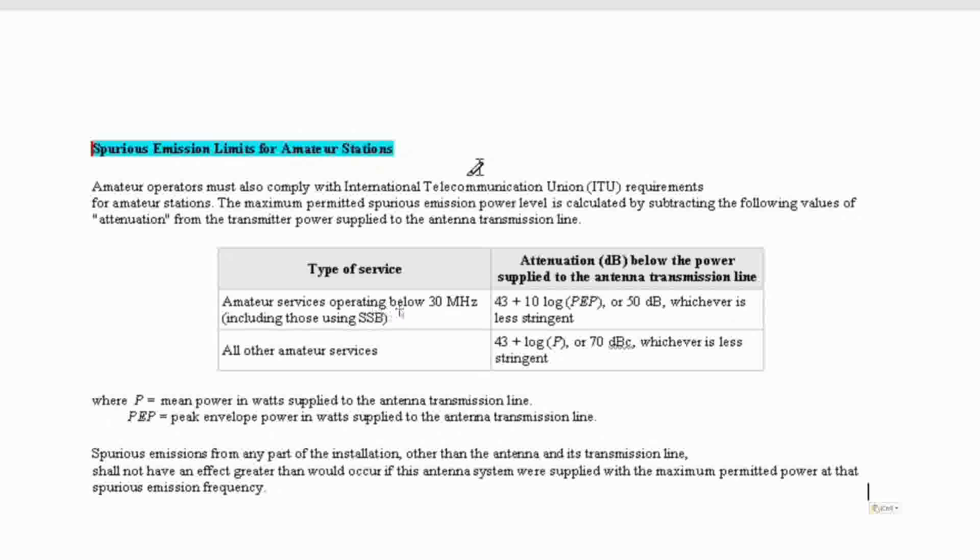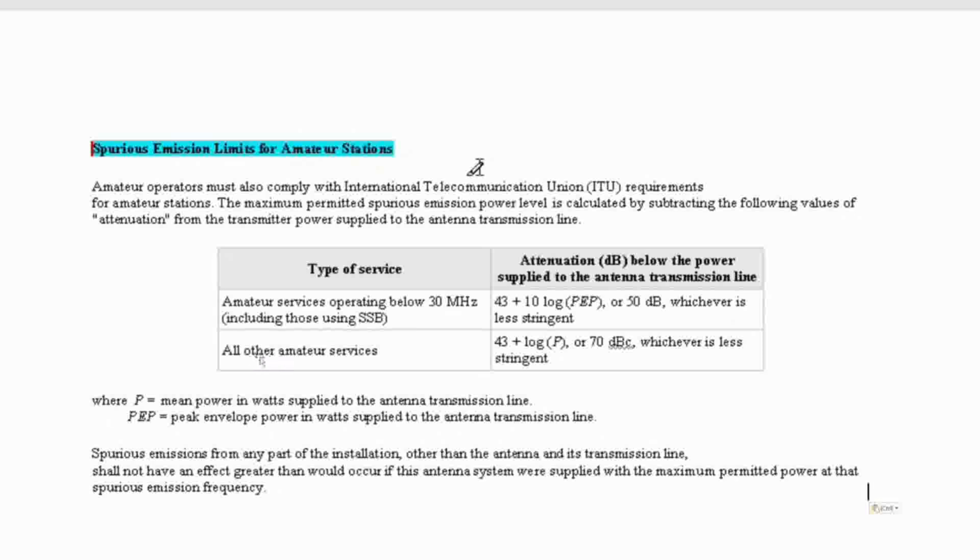Amateur services operating below 30 megahertz, including those using SSB, emissions outside where you're transmitting should be no greater than 43 plus 10 log of the PEP or 50 dB, whichever is less stringent. So that's the level of the energy that can be leaving your transmitter on the frequency that you're not transmitting on. And notice that's below 30 megahertz.